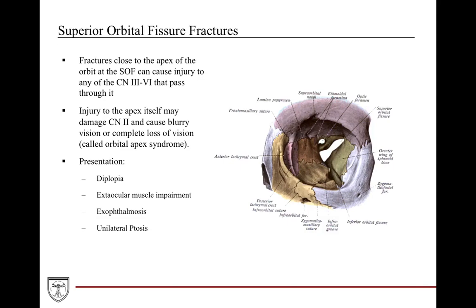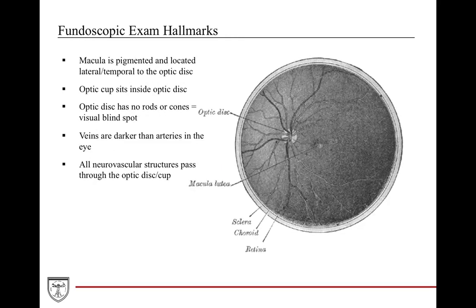You can have extraocular muscle impairment, impingement, and you can also get ptosis because cranial nerve 3 is knocked out. So last we're going to finish up with the fundoscopic exam hallmarks, and this is often very much tested on, and it's actually very difficult.